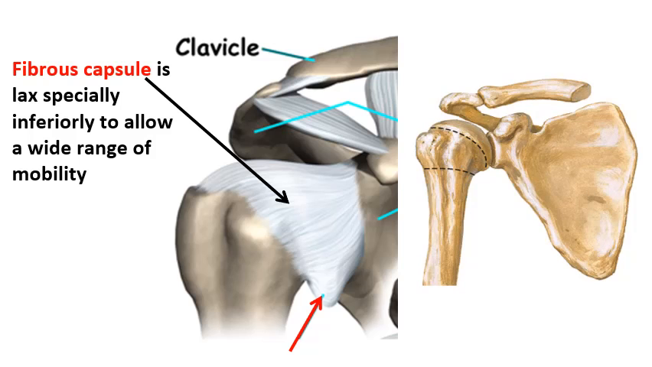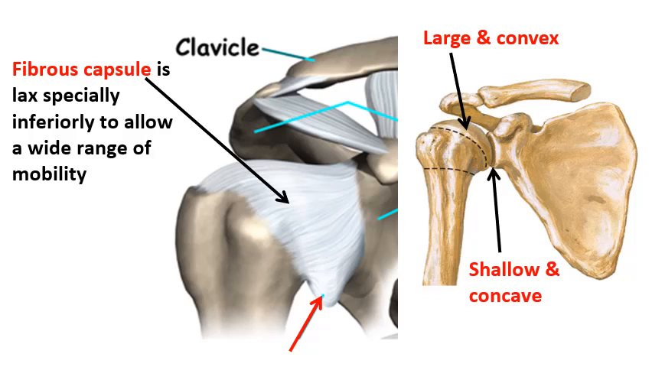Also, if we look at the second picture, you can see that the head of the humerus is large and convex. And this large convex head articulates with a shallow and concave glenoid cavity. So this large convex head articulating with the shallow part also gives a wide range of movement. But this has a disadvantage: this large head might dislocate or might get out of the glenoid cavity because it is large and the glenoid cavity is shallow.